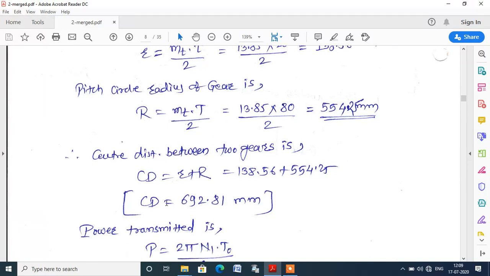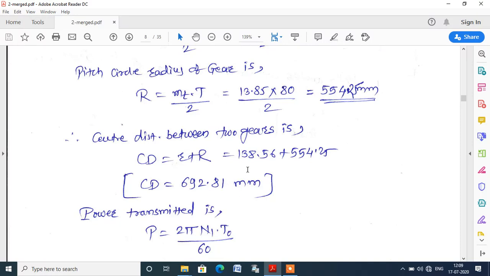Now the center distance, we know, is small r plus capital R. So by taking the addition, you will get a center distance of 692.81 mm.